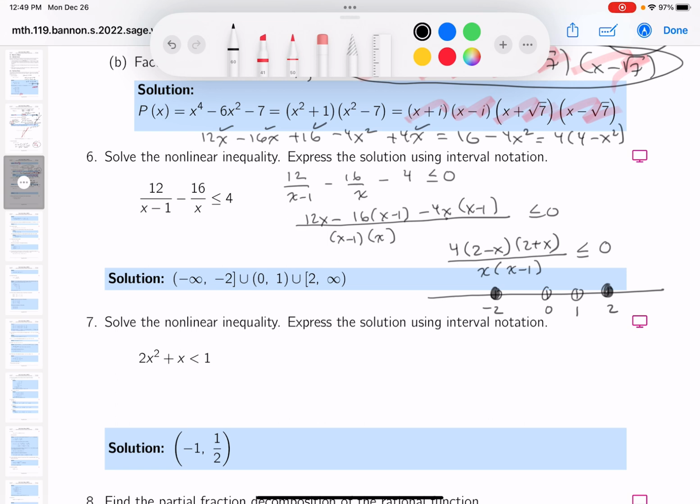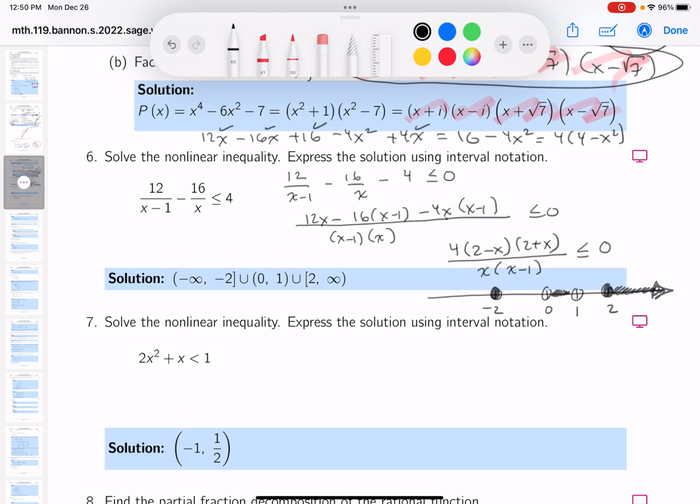So after 2, choose 3, and you would get negative over a positive, which is negative, and negative numbers are definitely less than 0. So I'll shade that in. All right, between 1 and 2, I'd pick 1.5. On top, you get positive. On bottom, you would get positive. Positive numbers are not less than 0. All right? Between 0 and 1, I'd pick 0.5. The top would be positive. The bottom would be negative. So between 0 and 1, it evaluates to a negative number.